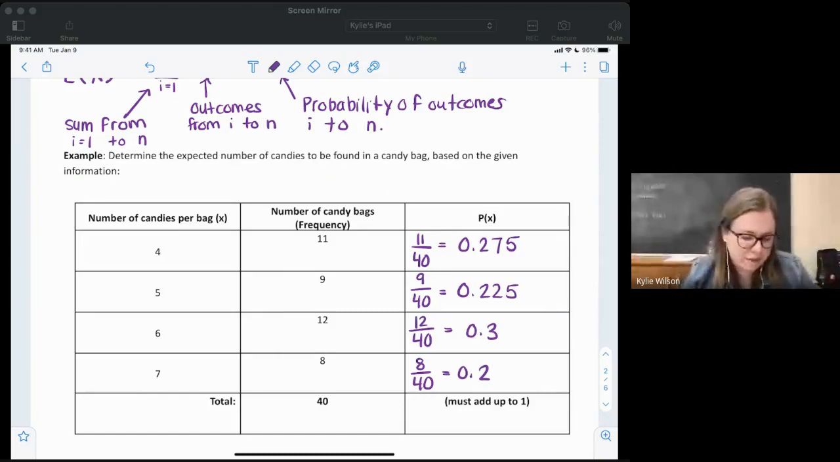Now, in this chart, which is my probability distribution, because all of my outcomes are mutually exclusive, I either have 4 candies in the bag or 5 candies or 6 or 7, there's no overlap between my probabilities, which means that all of my probabilities should add up to 1. So there's a checkpoint here for you to check to see if you did everything right. So my probability should add up to 1 if everything went okay.